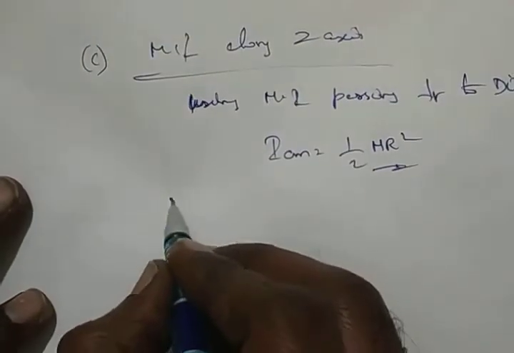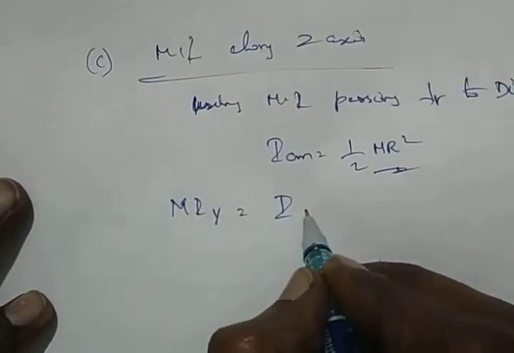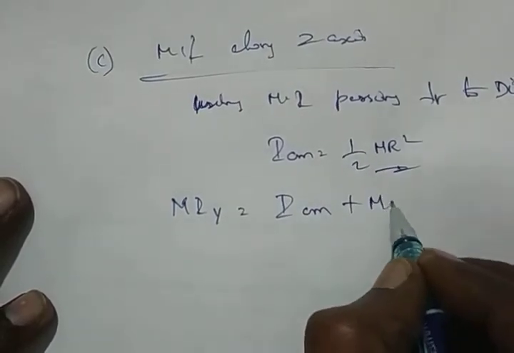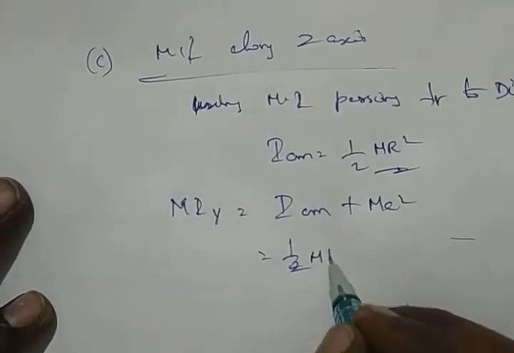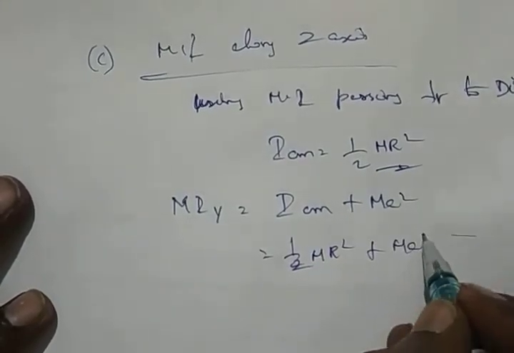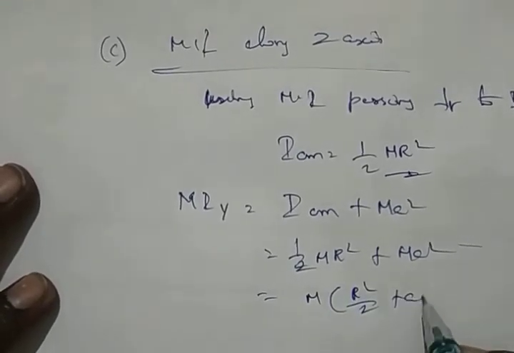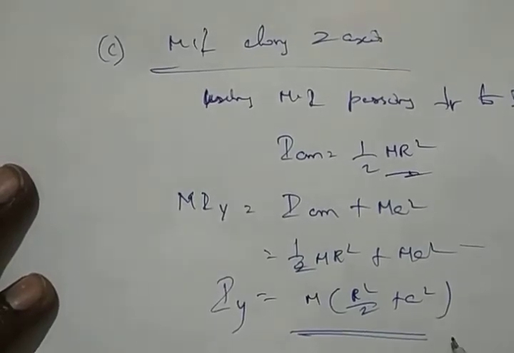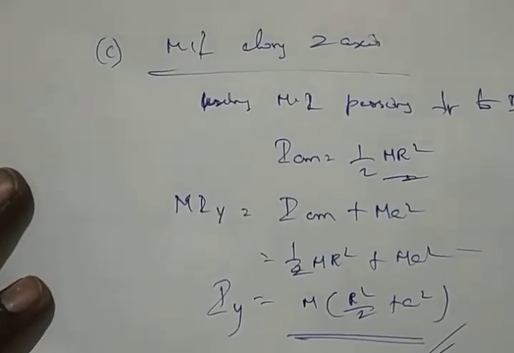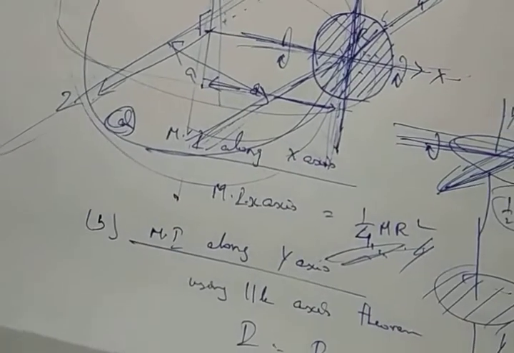Therefore, the moment of inertia along the z-axis is going to be equal to I center of mass plus ma square. This is the usual formula. Half mr square plus ma square. Take M common outside: R square by 2 plus a square. This is Iz. Alright, this is done. This question is done. And the first part is, this is the value.